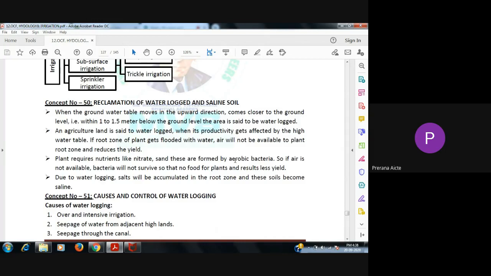This is called waterlogging. The plant requires nutrients like nitrate, right? These are made available by aerobic bacteria. If air is not available, the bacteria will not survive, so there is no food for plants, resulting in less yield. These are the effects of waterlogging. Due to waterlogging, salts will accumulate in the root zone and these salts make the soil saline.